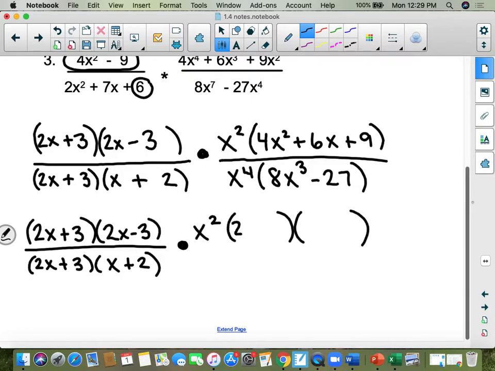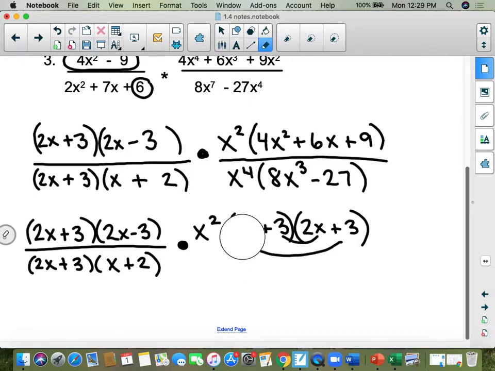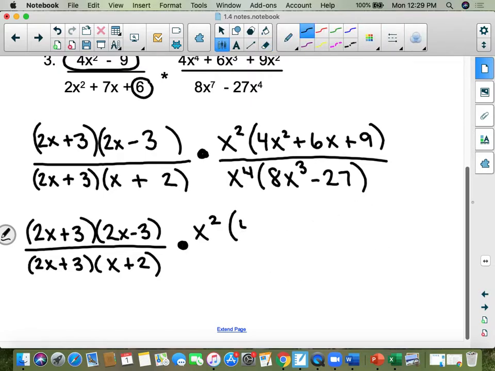Factors of 4x squared are going to be 2x and 2x. Factors of 9 are 3 and 3. This makes 6 and this makes 6, which will give us 12. Nope, it cannot be factored. At least I took the greatest common factor out, so I'm just going to leave it the way it is.